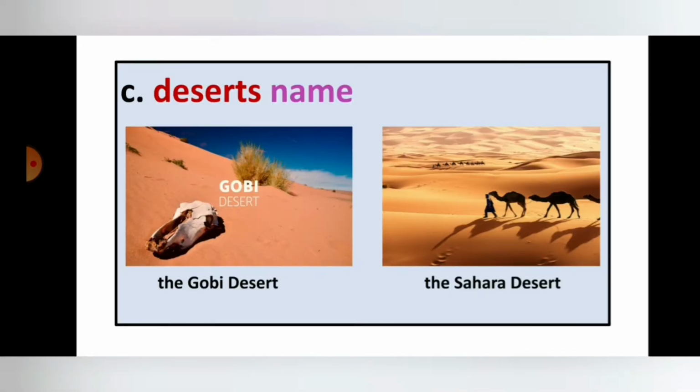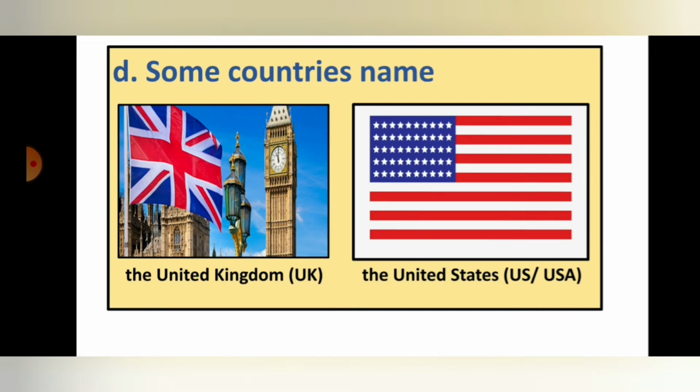Then the desert's name. This desert is not the dessert, the sweet dish that we eat. Okay, before this desert we have to use the. So one is Gobi Desert and another one is Sahara Desert. Before this desert's name we have to use the always. So the Gobi and the Sahara Desert. Next one, number D, is some countries' names. You can see here the flags of UK and USA. So before these names, United Kingdom and United States, we always have to use the. So the United Kingdom and the United States.